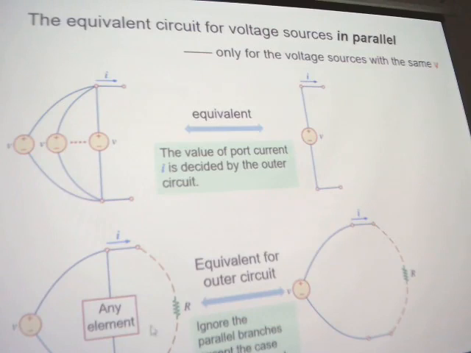So we cannot ignore this one if we want to know the current going into this branch, right? If we don't need to consider this one, then we can delete it. If we want to know the current going into this one, we have to leave it alone. But for simplification, if we want to simplify a circuit, we just delete it.